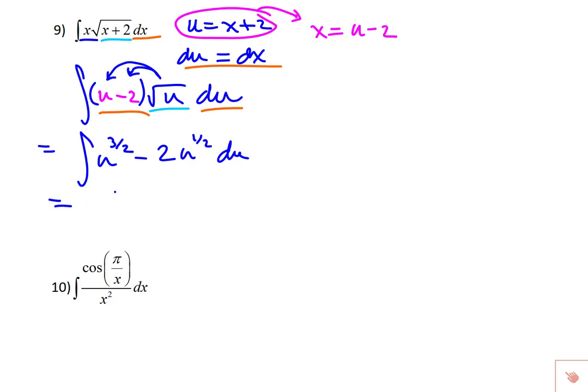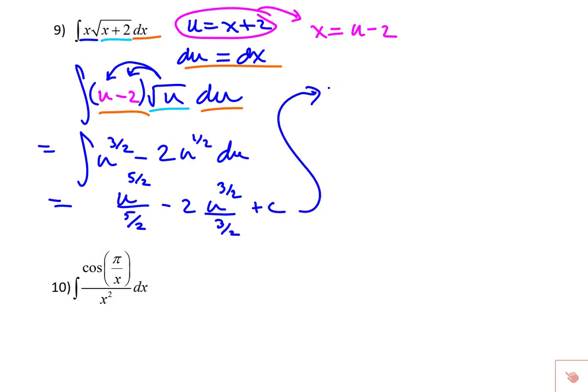So we'll go ahead and rewrite this as u to the, we're going to add 1 to the power, so u to the 5 halves, but we have to divide by that new power of 5 halves as well. That's our first term, minus 2 u to the 3 halves over 3 halves plus c. Okay, let's go ahead and rewrite this now. But we have to go back in and simplify the fractions and then replace u.